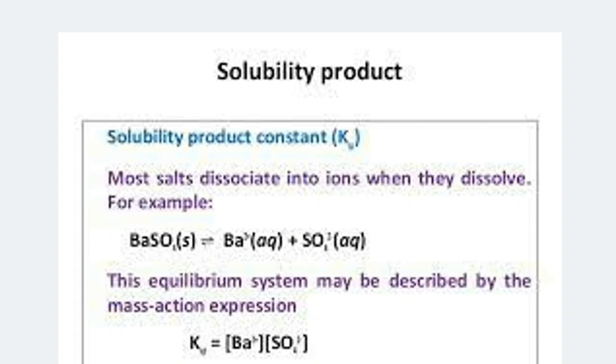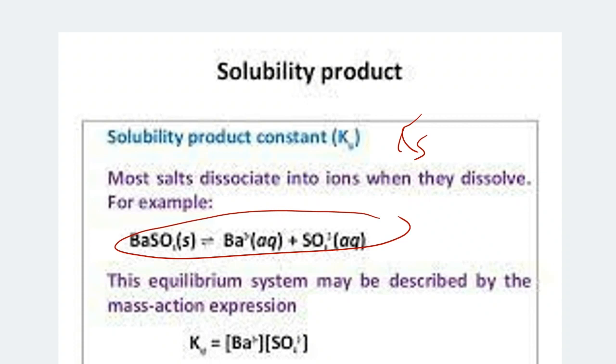Solubility product. The solubility product is denoted as Ksp. Most salts dissociate into ions when they dissolve. So, for example, you have this one, it turns into this one when it's dissolved, right? And it can be expressed with just this. So just remember, in an equilibrium, you don't express solid and liquid. You only express aqueous and gas.